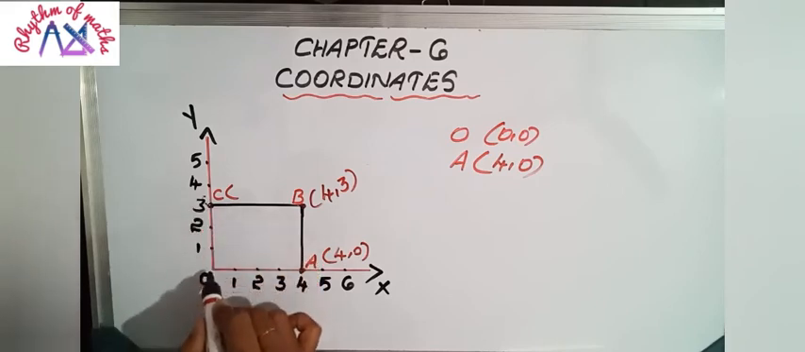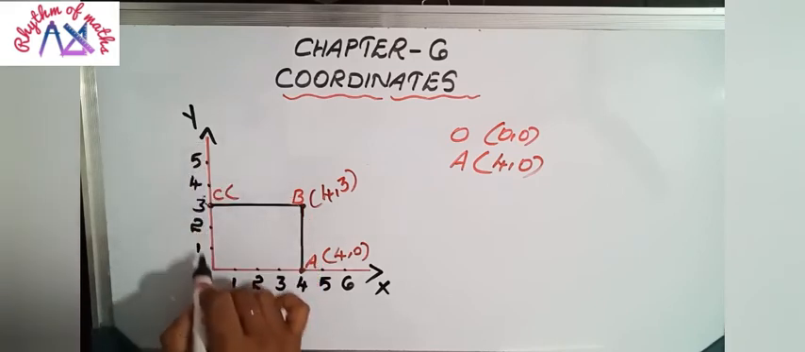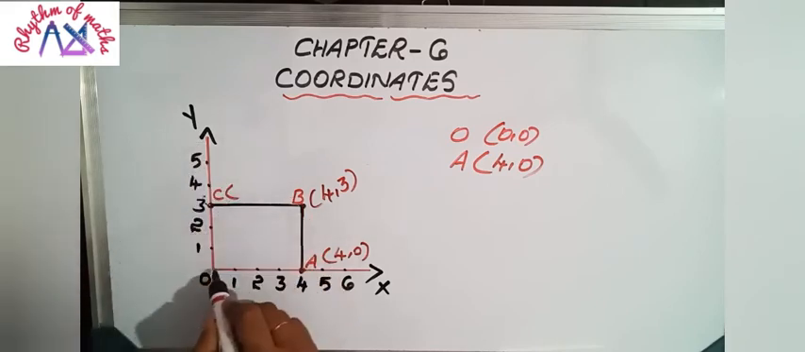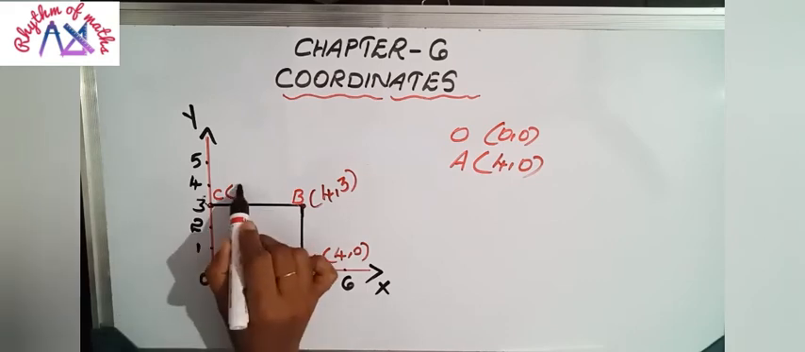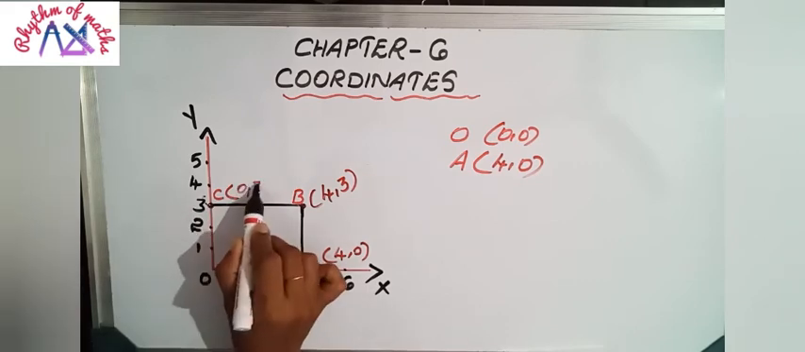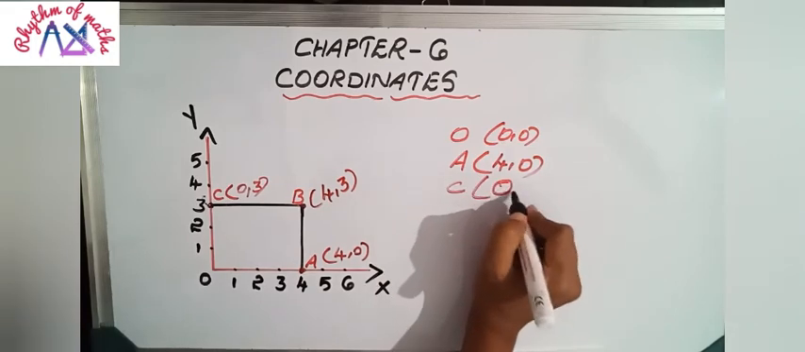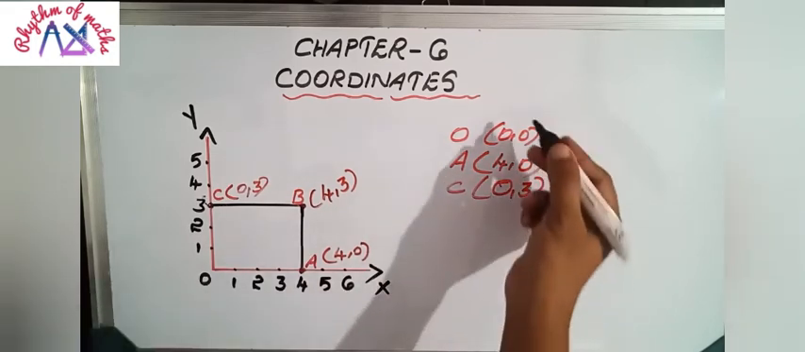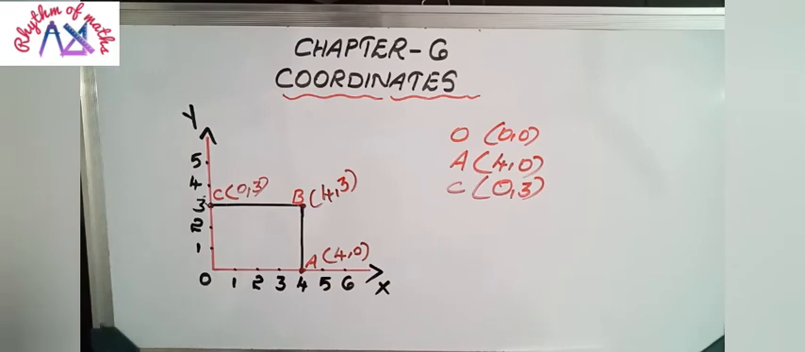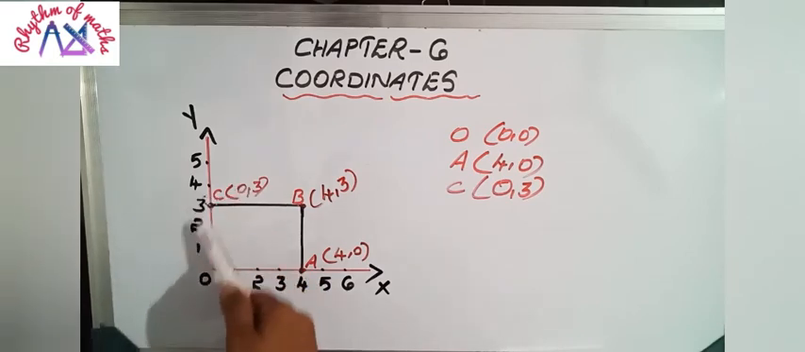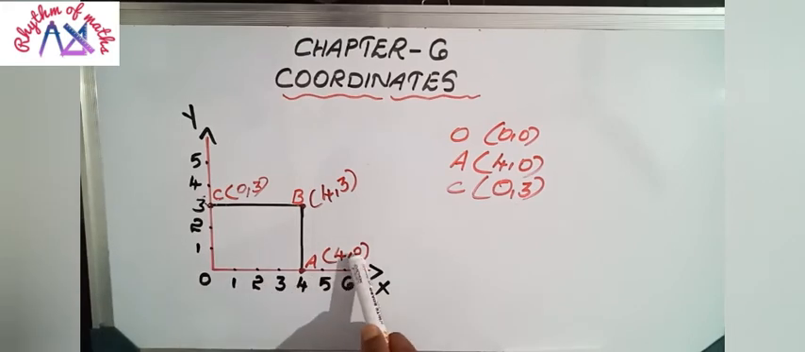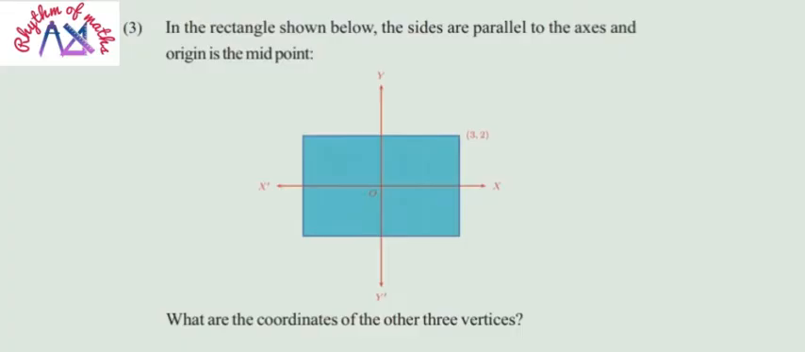So what will the x number be? On the y-axis, all the points have x coordinate 0. So 0, then 3. So C is (0, 3). Like this we can mark the point. So here C is (0, 3), then here A is (4, 0). B coordinate is already given, (4, 3). Then next is the origin. Next is question number 3.